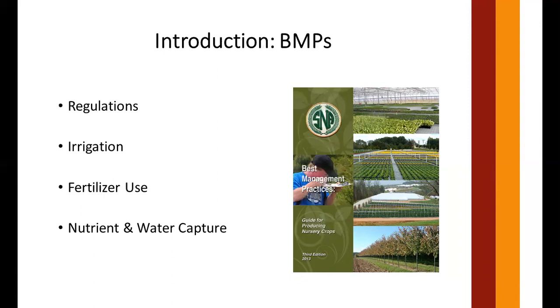Best management practices can be in the form of irrigation, as in using spray stakes instead of overhead irrigation, fertilizer use, using controlled release fertilizers instead of overhead fertigation, and also through nutrient and water capture techniques. This is the type of best management practice we created in this experiment. We wanted to capture the water at a retention pond and then run that water through a series of reactors to remove the nutrients.